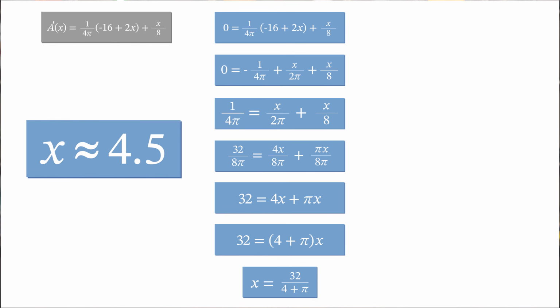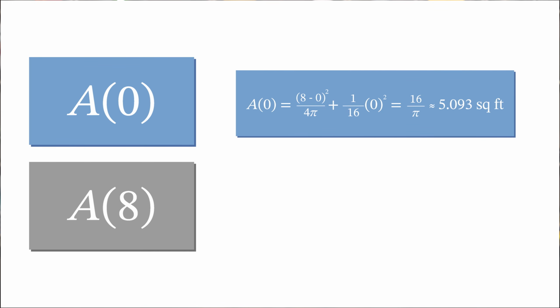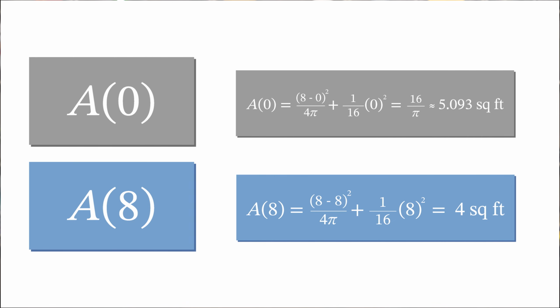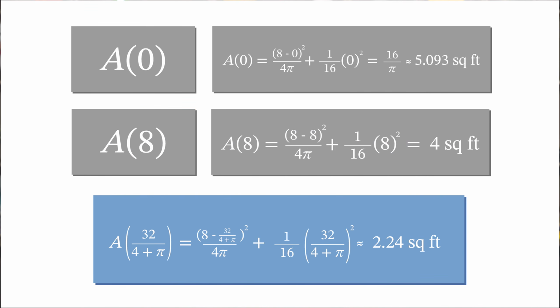Remember, even though we have found this critical point, we also must consider the endpoints of the domain. In this case, we should check A of 0 and A of 8. A of 0 represents the total area if Lisa uses all the wire for the circle, and this area is approximately 5.093 square feet. A of 8 represents the total area if Lisa uses all the wire for the square, and this area is equal to 4 square feet. If Lisa cuts the wire at the critical point, she will have a total area of approximately 2.24 square feet. It seems that Lisa will have the smallest area if she uses the critical point and dedicates about 4.5 feet of wire to the square.